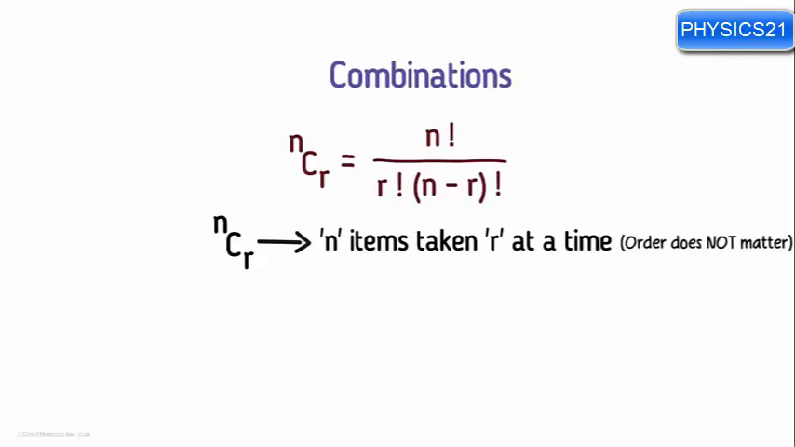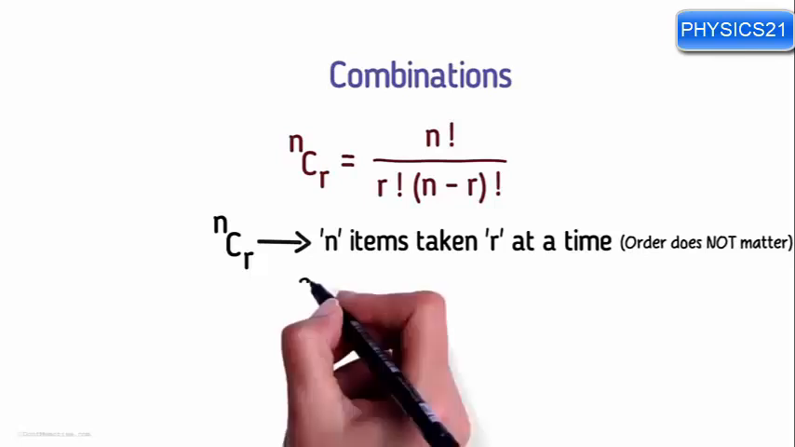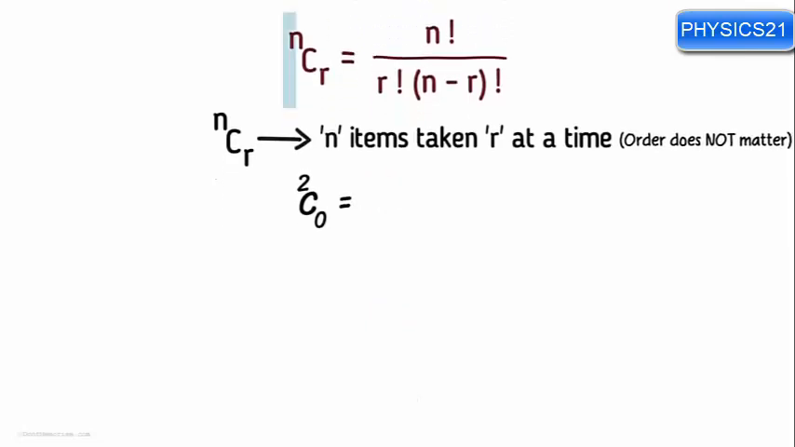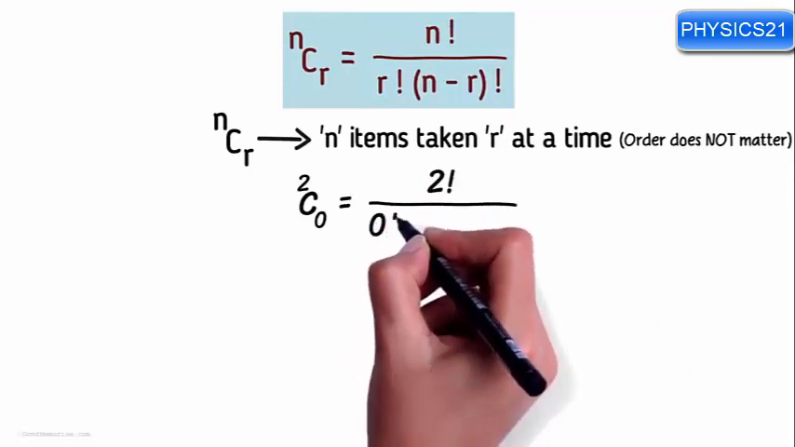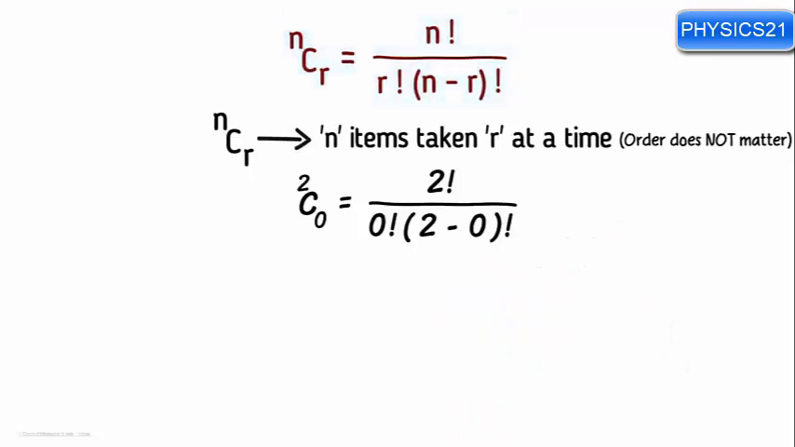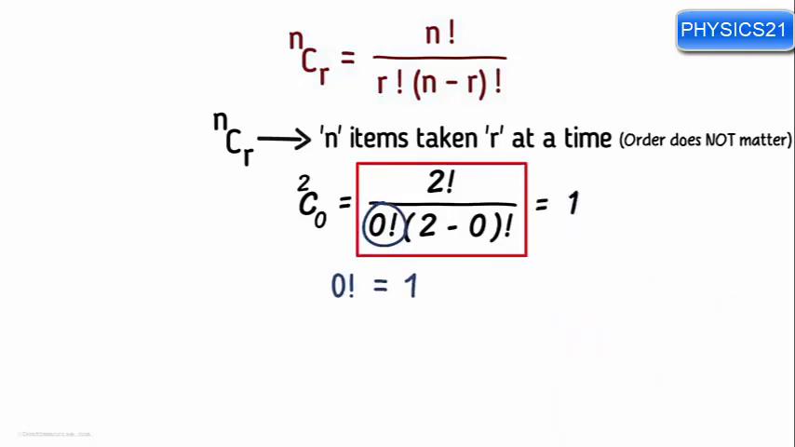Now, let me ask you one question. Can you tell me the value of 2C0? Yes, we can use this formula. We get it as 2 factorial over 0 factorial multiplied by 2 factorial. We know that 0 factorial is 1. So we get this value as 1.